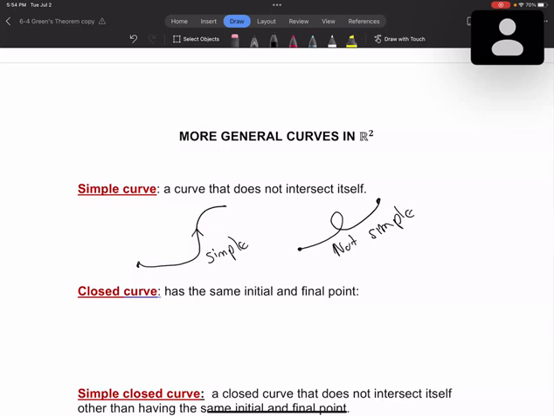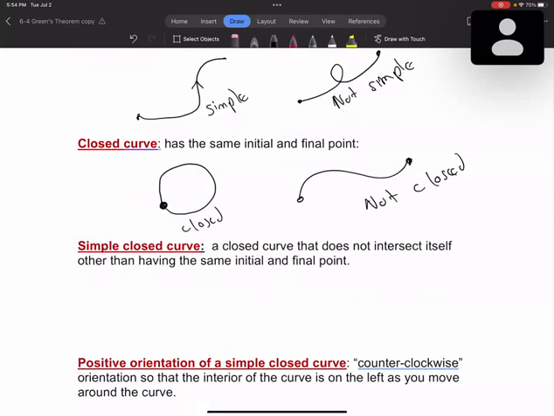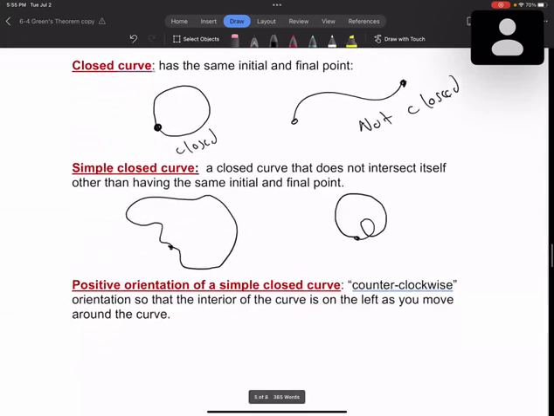A closed curve, we already said, is one that wherever it starts, it finishes. This is not closed. This is closed. This is not closed. Behind this there is some mathematical theory. So this is a simple closed curve: a closed curve that does not intersect itself other than having the same initial and final point. This is a simple closed curve. But this is not a simple closed curve. It's closed, but it's not simple because it intersects itself.